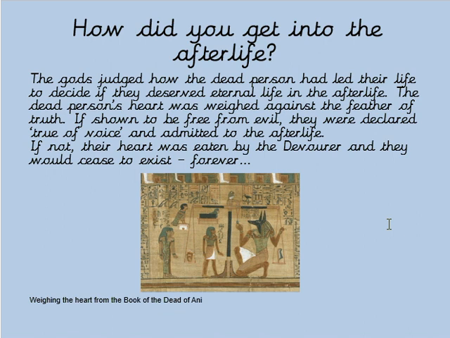That's where they kept the heart in the body when they were mummified. In the scales, they would have a feather on one side and a heart on the other. If shown to be free from evil, they were declared true of voice and admitted to the afterlife. So if they were proved to be a good person and they lived a good life, they were let into the afterlife. If not, their heart was eaten by the devourer and they would cease to exist forever.